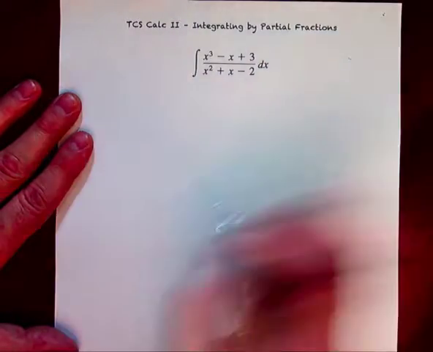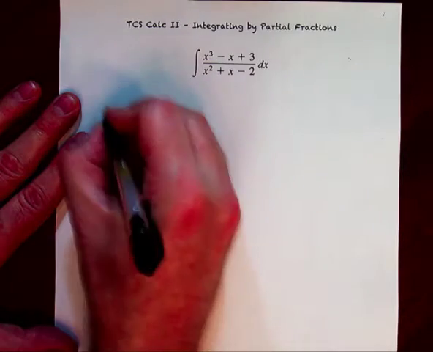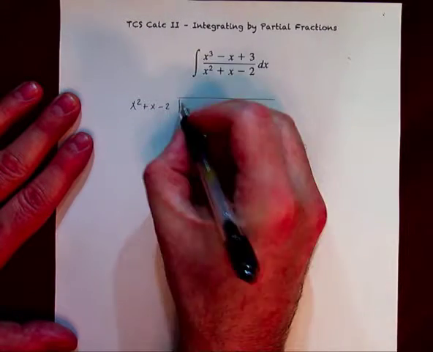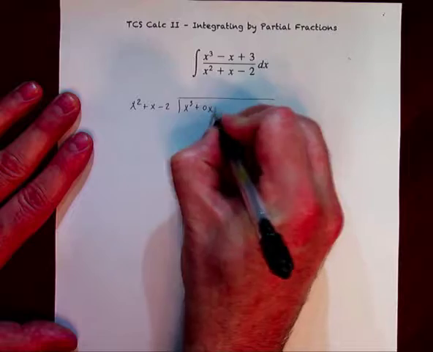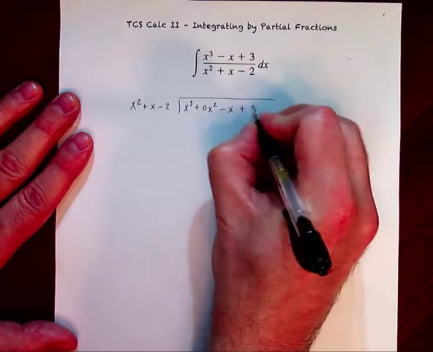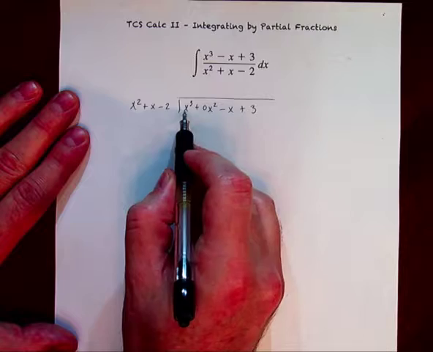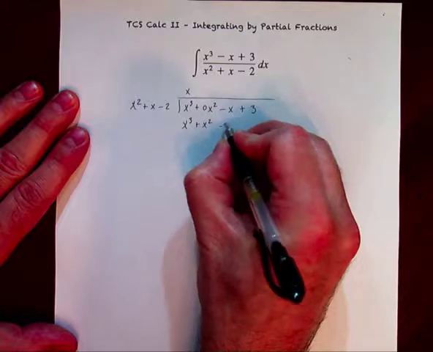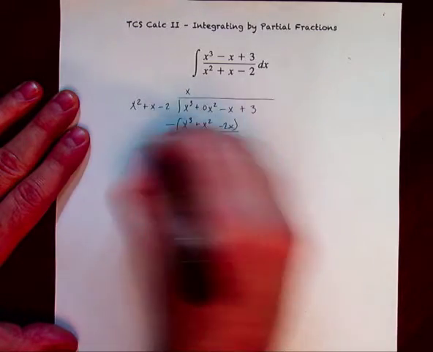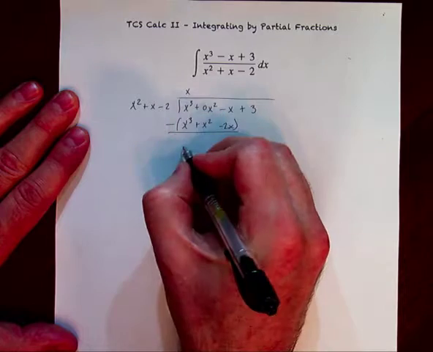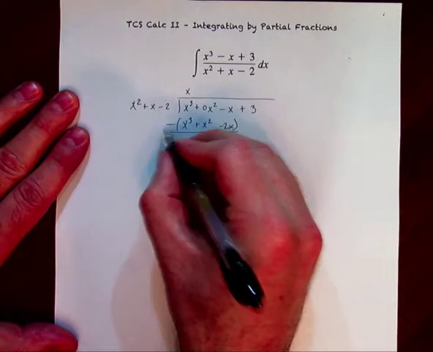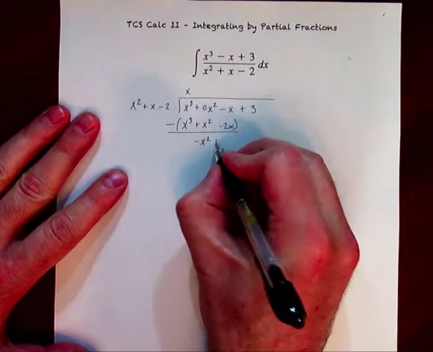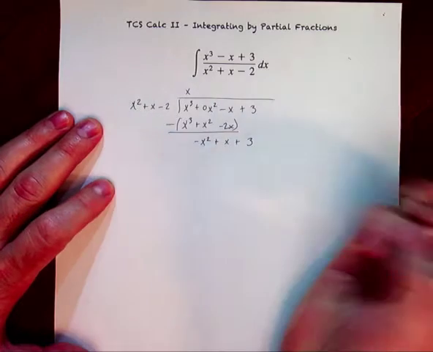When I do the division, let's go ahead and do it. x squared plus x minus 2. Remember the placeholder for the squared term because the numerator doesn't have a squared term. How many times does x squared go into x cubed? It goes in x times. So we have x cubed plus x squared minus 2x. Remember, I need to distribute that negative, so x cubed minus x cubed is 0x cubed. That was kind of the point. 0x squared minus x squared is negative x squared. Negative x plus 2x is going to be plus x plus 3.